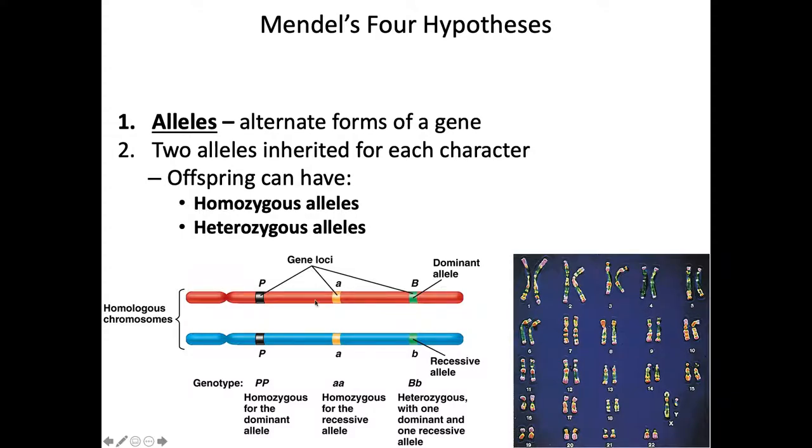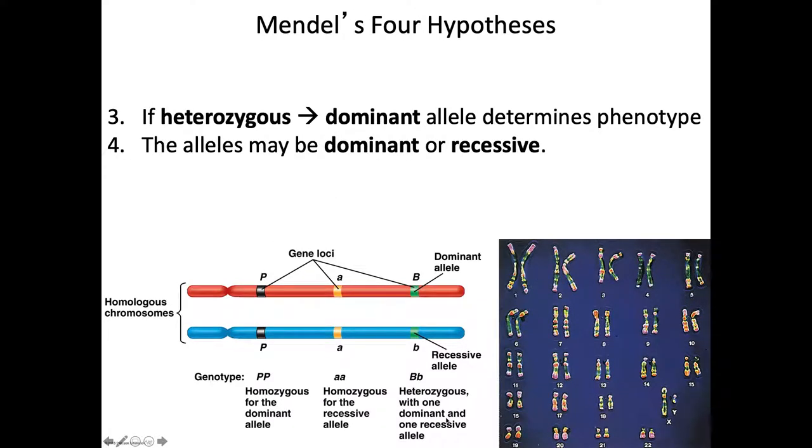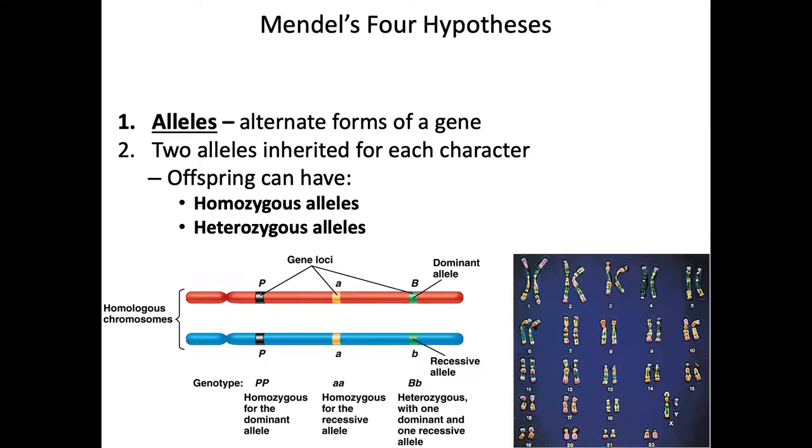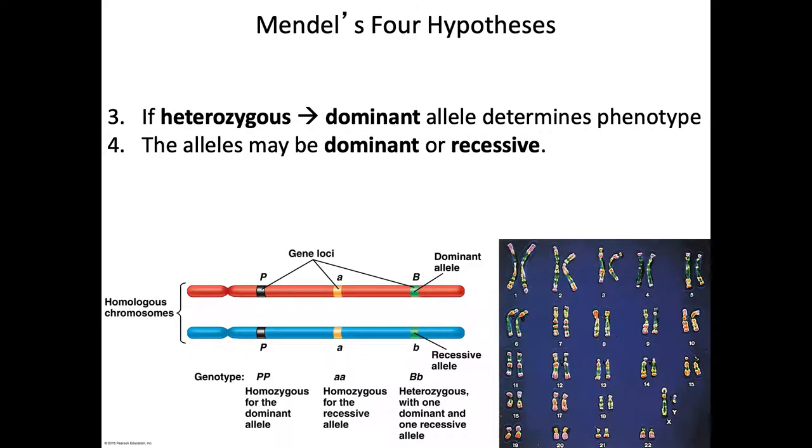They can be homozygous dominant. They can be homozygous recessive. Or they can be heterozygous. And if they are heterozygous, we already know that it's the dominant allele that will be expressed. It's the dominant allele that will mask the expression of that recessive allele. So ultimately, it's the dominant allele that will determine what's physically expressed. It'll determine the phenotype of the individual.